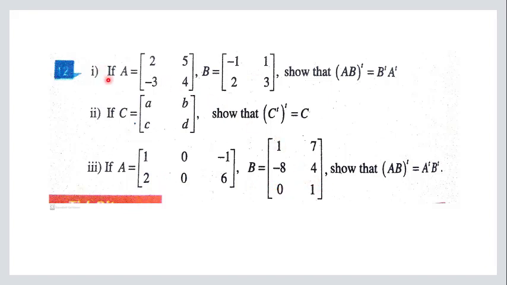So let's get into the solution of part 1. We will first of all multiply matrix A with matrix B, and then we will take the transpose of the AB matrix, and then on the right hand side, we will find the transpose of B, and then we will find the transpose of A, and then we will multiply the B transpose and A transpose matrices together.